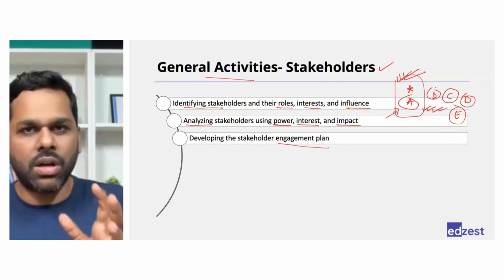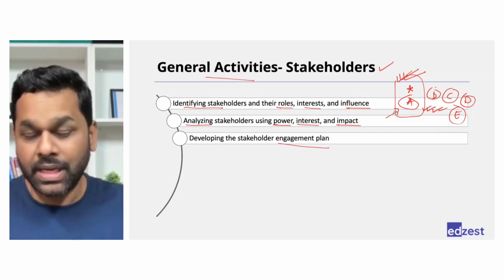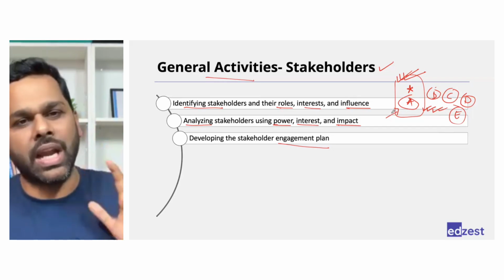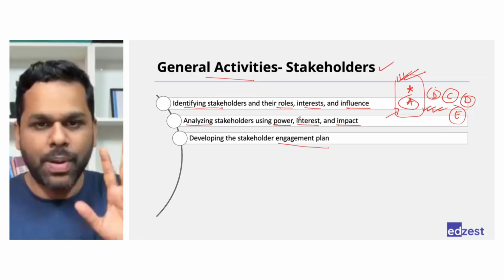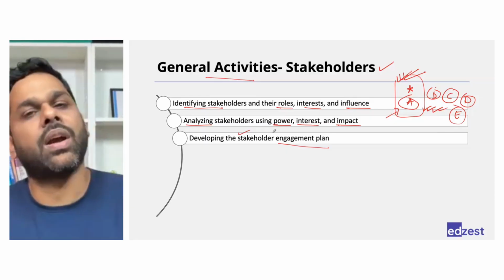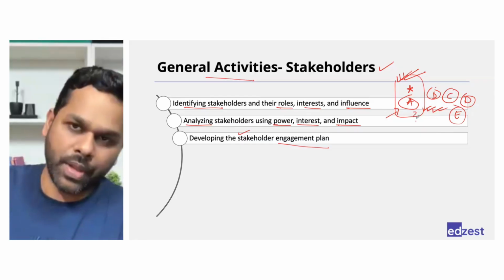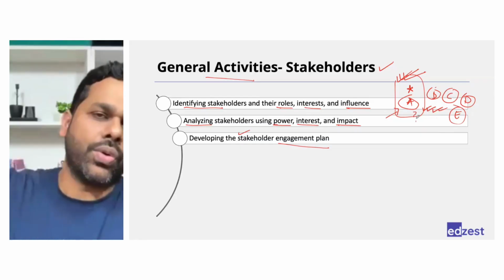Project management is not a one-man show. It's a team game. You need support from every nook and corner that you can get. So you will plan your stakeholder engagement accordingly. Who can help you in what and how should you engage with them? What is their expectation and how should you engage with them?